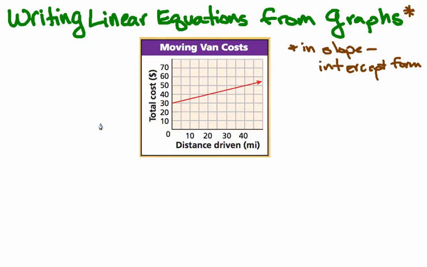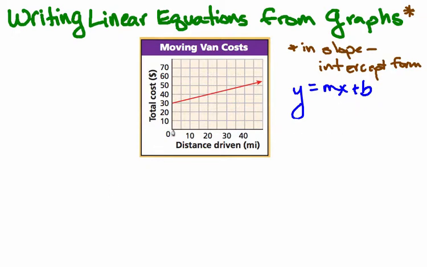This video is going to do several examples of writing linear equations from a given graph. We are specifically only going to look at slope-intercept form, and that's the form y equals mx plus b. M is the slope and b is the intercept, so it's called slope-intercept form.